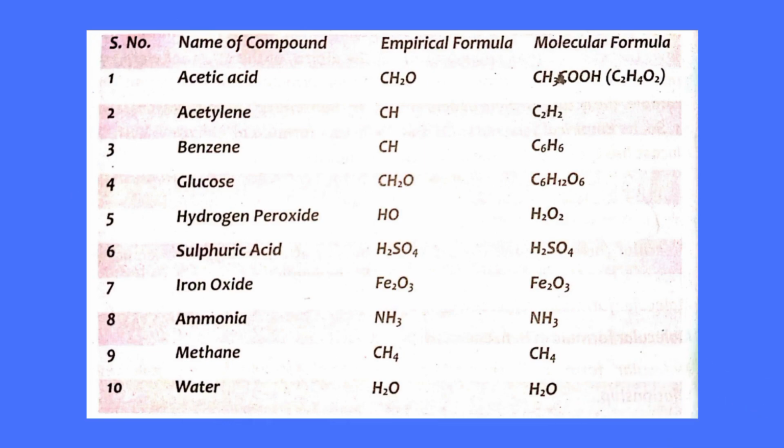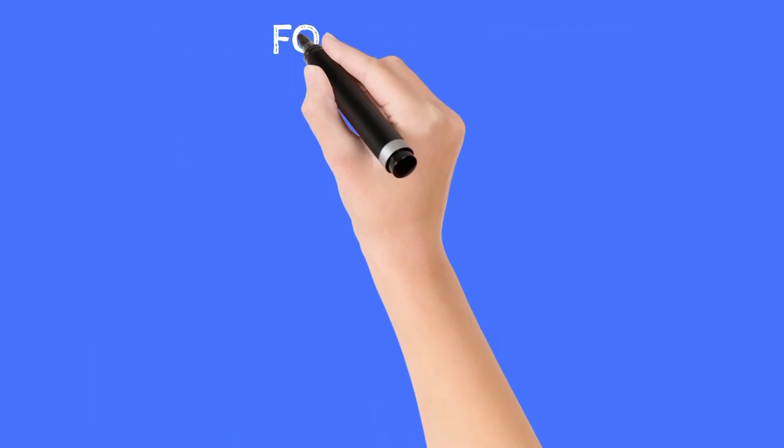The table shows the empirical formula and molecular formula of different compounds and also the difference between the empirical formula and molecular formula. For example, if we look at the compound benzene, it has empirical formula CH and molecular formula C6H6.